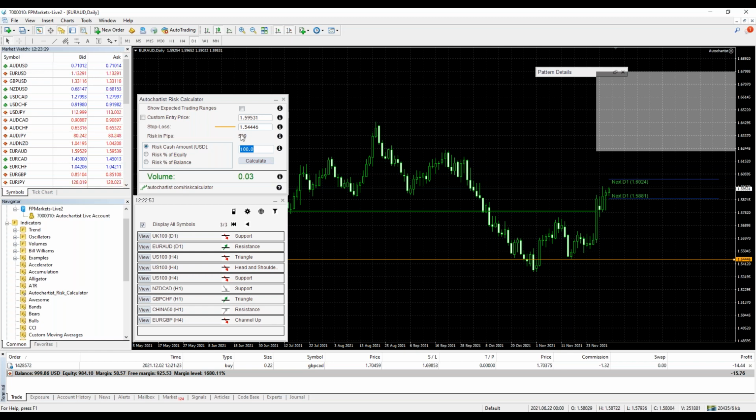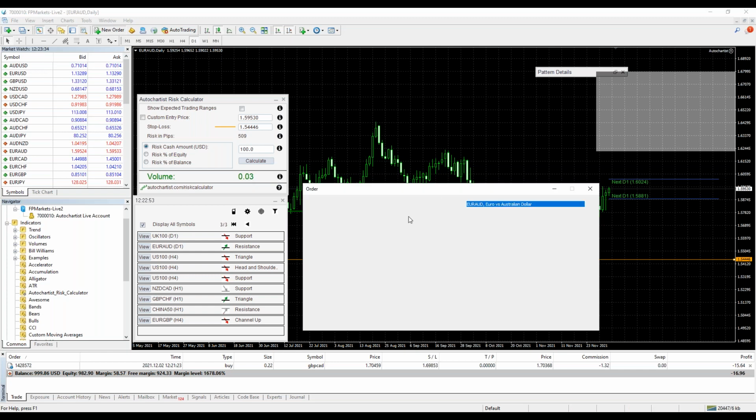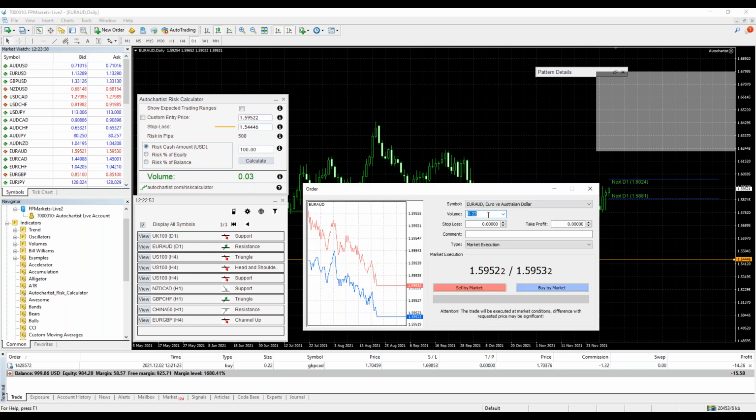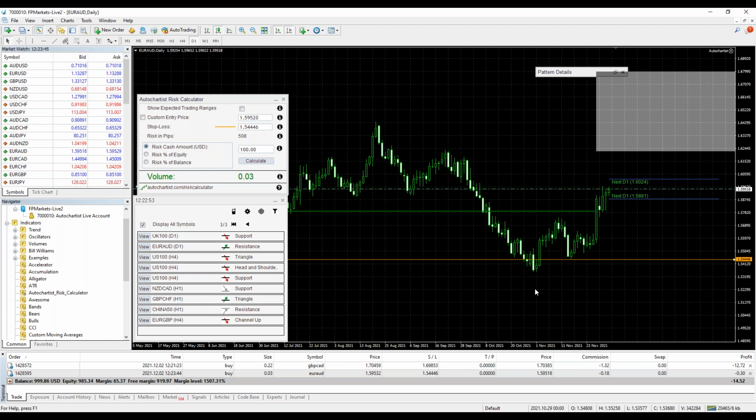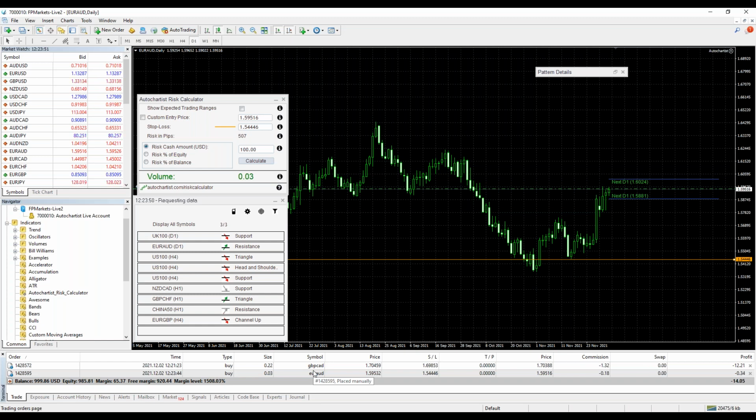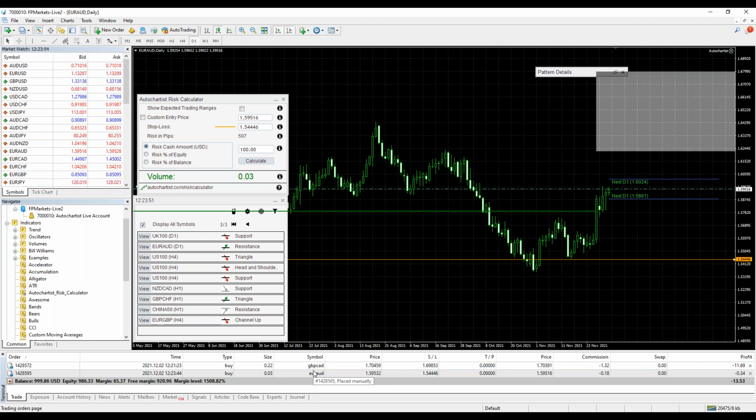It's 500 pips in size, but I only want to risk $100. So the risk calculator is telling me to only risk 0.03 of a lot, right? So 0.03 with a stop loss at this level, and I'm going to buy at market. So there we are. I'm in the market on two different instruments that have nothing to do with $1 or $10 per pip, but I've risked the same amount of money.